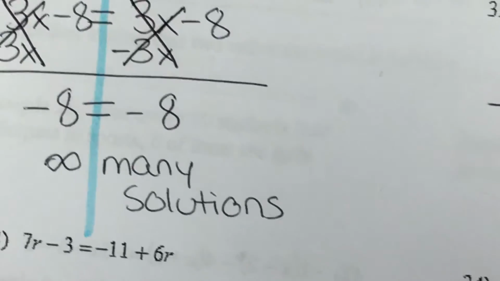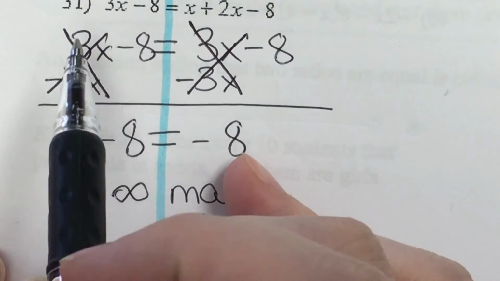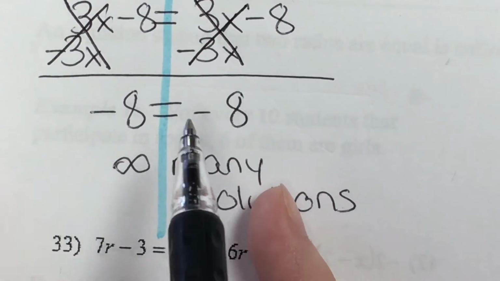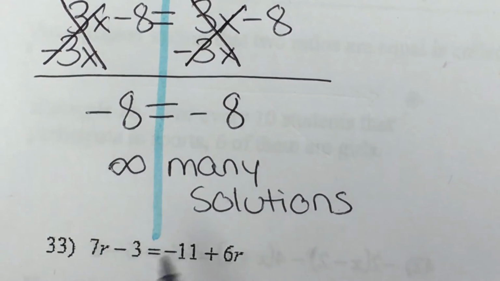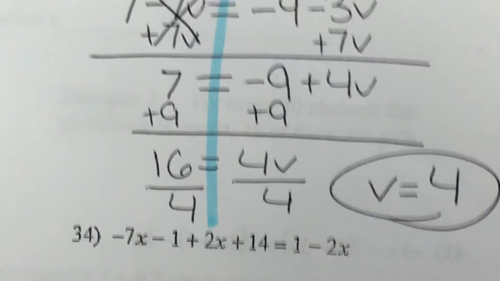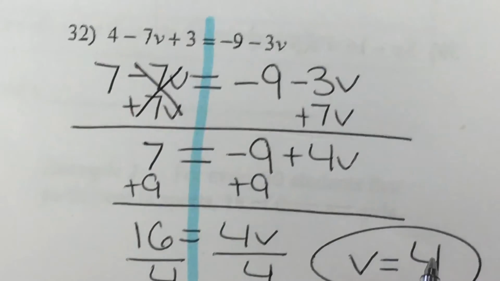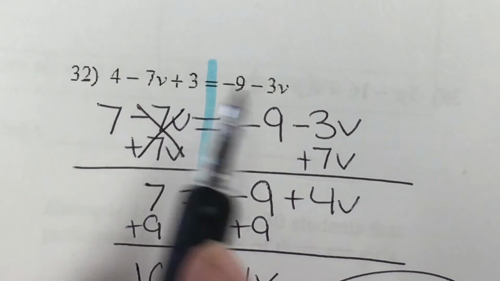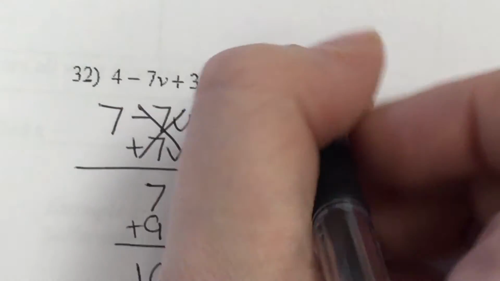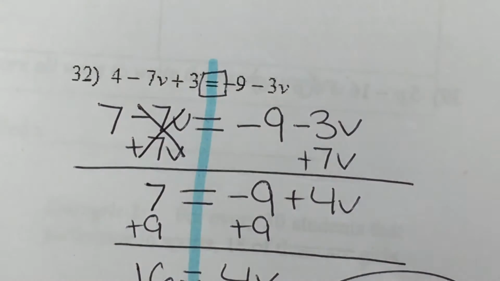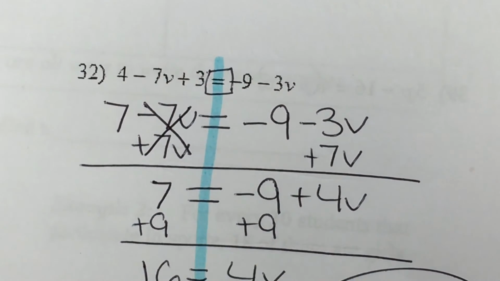As compared to 31, because our variable ended up canceling out and -8 will always equal -8, that means that there are many solutions. Your variable x could be any number in the world, but in this problem, it can only be 4. Only the number 4 will make these two sides balanced or equal, okay? Because that's the whole point. They're equal. That's what this equal sign means, okay? They have to stay the same.